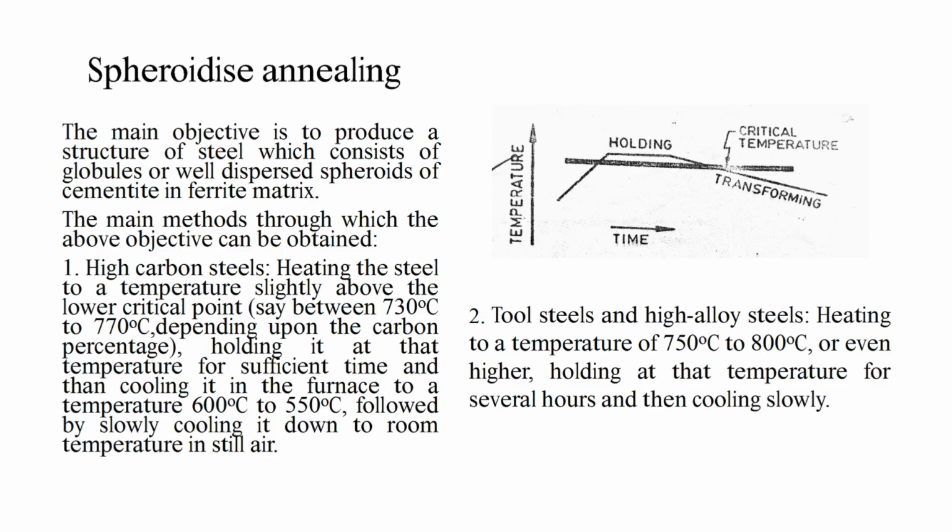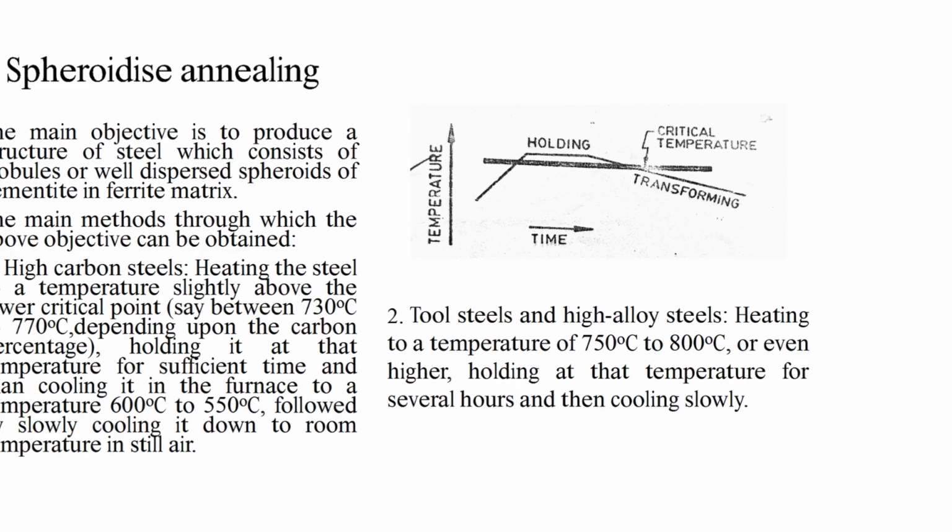There are two main methods to achieve this. For high carbon steels, we heat the steel to a temperature slightly above the lower critical point, say between 730 degrees Celsius to 770 degrees Celsius, hold it, then cool it in the furnace to 600 degrees Celsius to 550 degrees Celsius, followed by slow cooling in still air. For tool steels and high alloy steels, we heat to a higher temperature of 750 degrees Celsius to 800 degrees Celsius or more. Hold it at that temperature for several hours and then cool slowly.